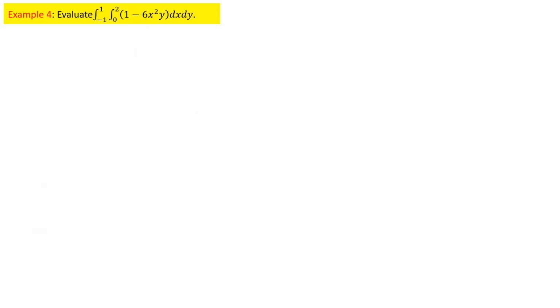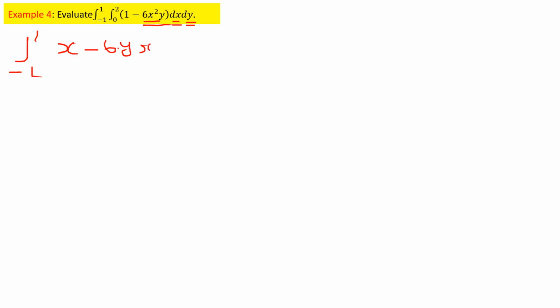Example number 4. Again, here the first integration is with respect to x. The second integration is with respect to y. So keep minus 1 and 1 as it is. Integration of 1 will give you x. See the second term. In the second term, minus 6 and y is constant.